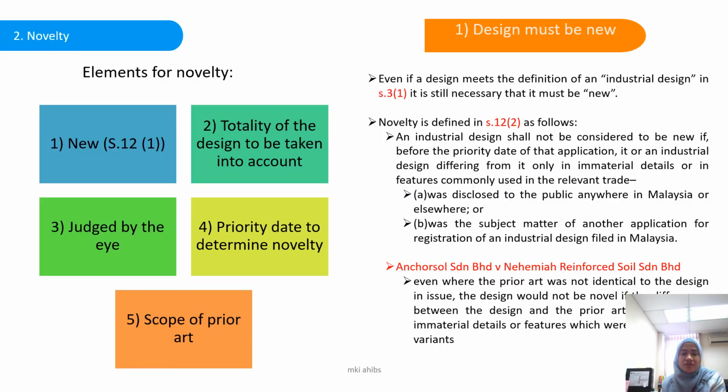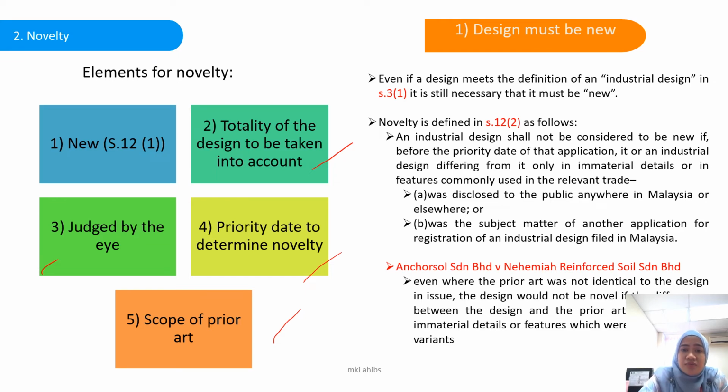Alright. So the next element is the element of novelty. There are 5 requirements for a work to be considered as novel. First, it must be new. Second, you have to take into account the totality of the design. It must be judged by the eye, as always. And the priority date determines novelty and the scope of prior art. So the first one is the design must be new.